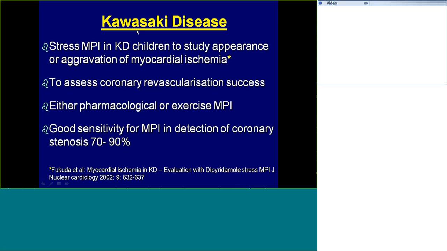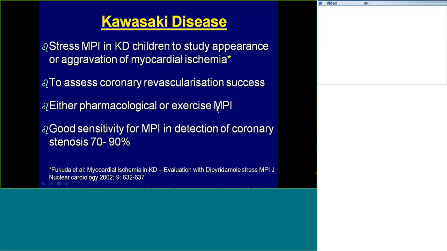Myocardial perfusion imaging is the imaging modality of choice as far as the follow-up of Kawasaki disease is concerned, because you can actually identify the appearance of ischemia. If myocardial ischemia is already established in a patient by any other imaging modality, you can see its aggravation over a period of time. So this is the most non-invasive and easy investigation as far as the assessment of asymptomatic or insignificant or significant ischemic heart disease is concerned in Kawasaki's disease. Also, it is a very useful investigation in the assessment of coronary revascularization in these patients.